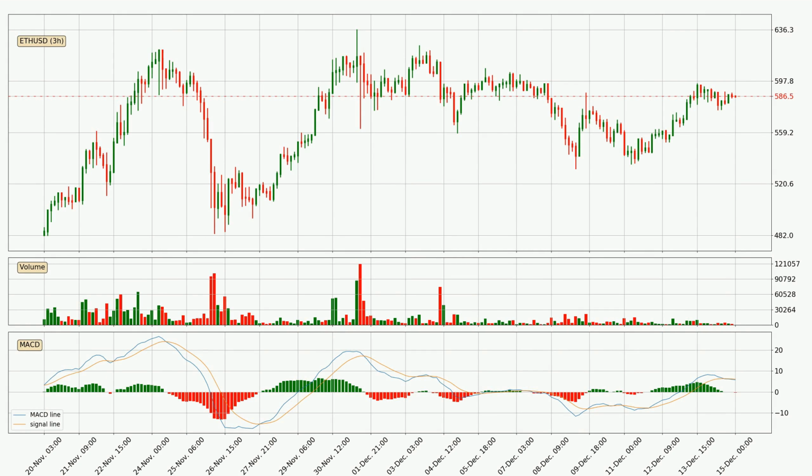Jumping to the 3-hourly MACD, the MACD line is below the signal line, which shows that the current trend is on the downside. The MACD histogram shows that the momentum is currently strong, and it could be expected the price to go further to the downside.